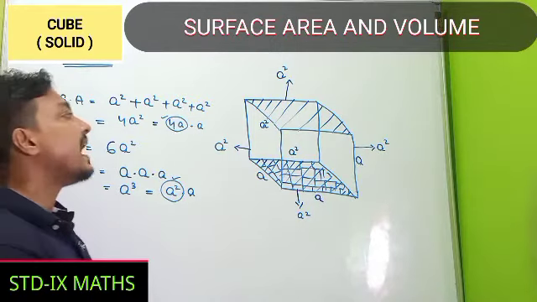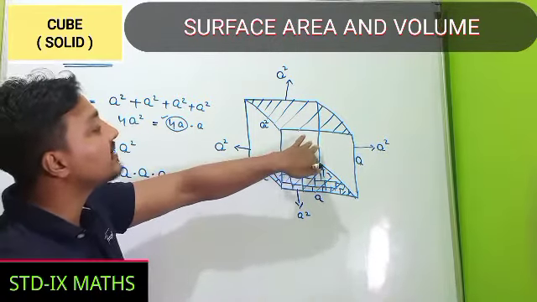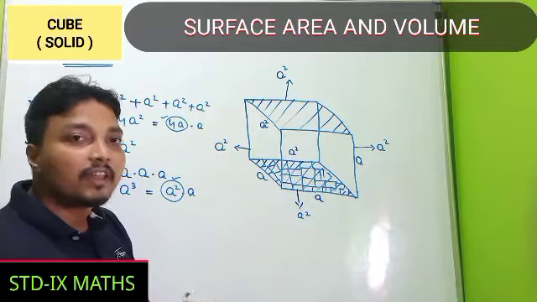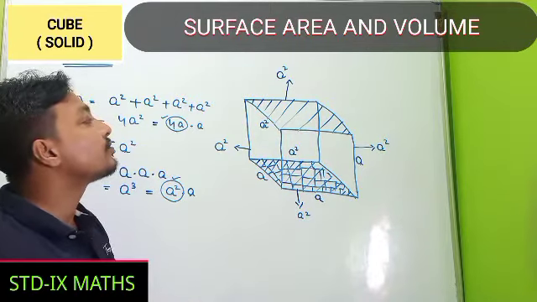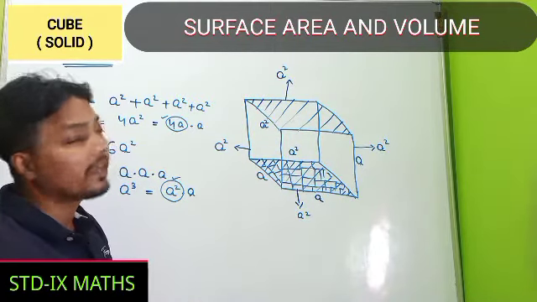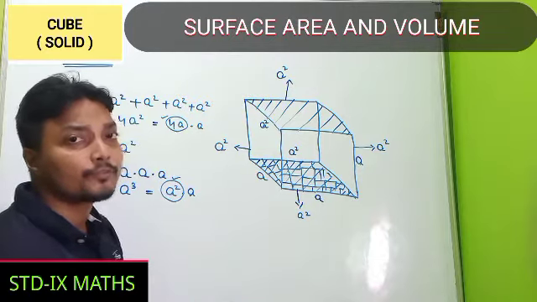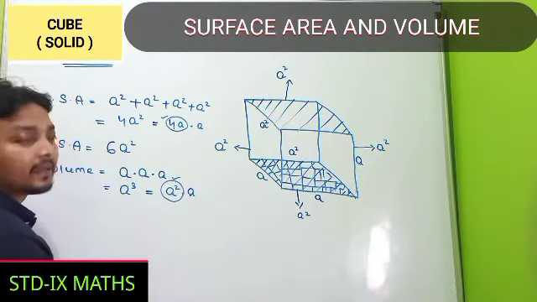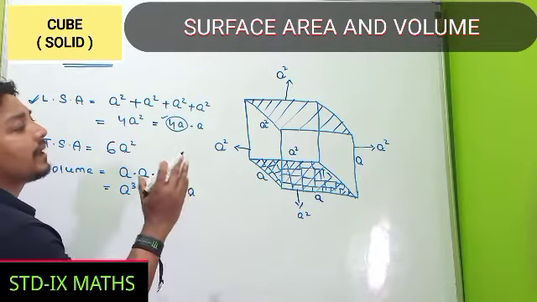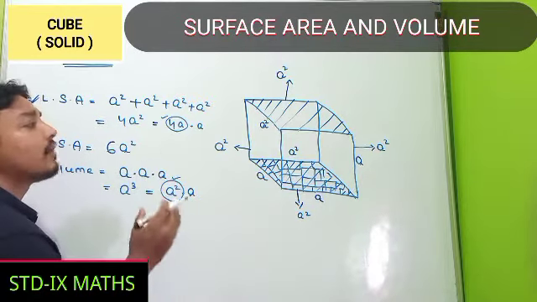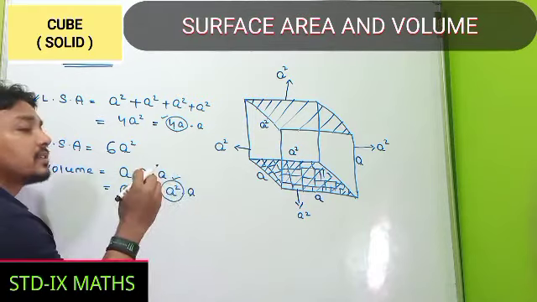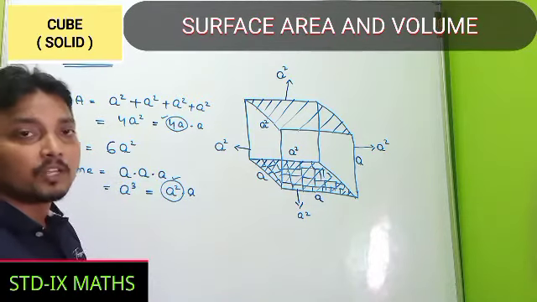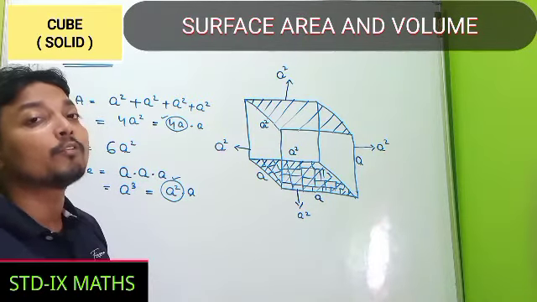And whenever it is a solid cube and you are asked to find the weight of the cube, suppose the cube is made of iron, or gold, or if this type of structure is made of silver, you will be asked to find the weight.